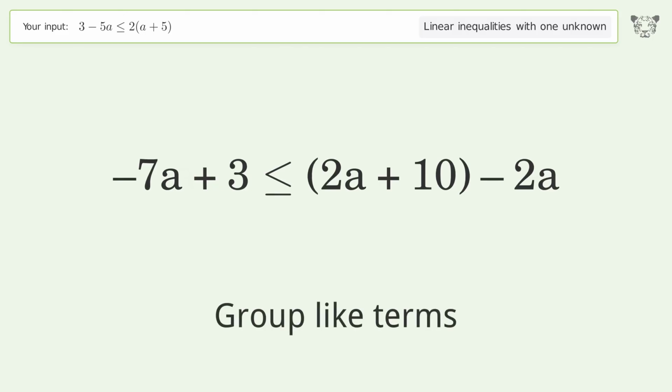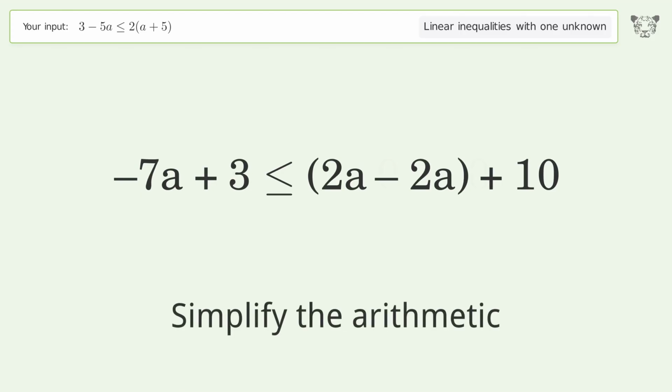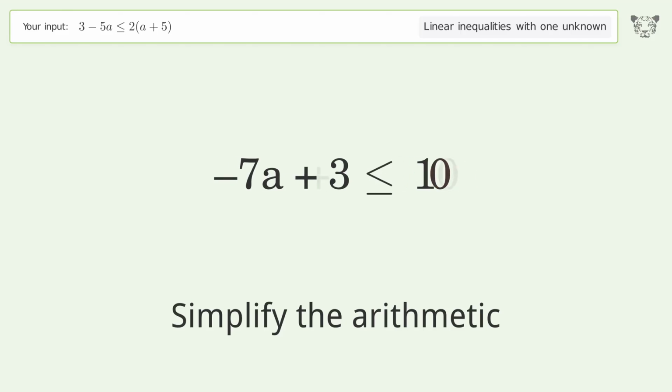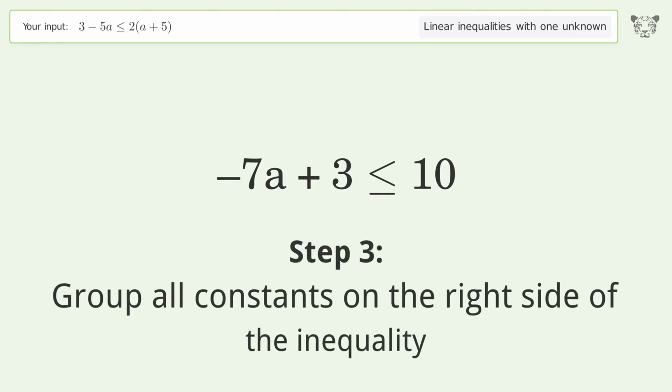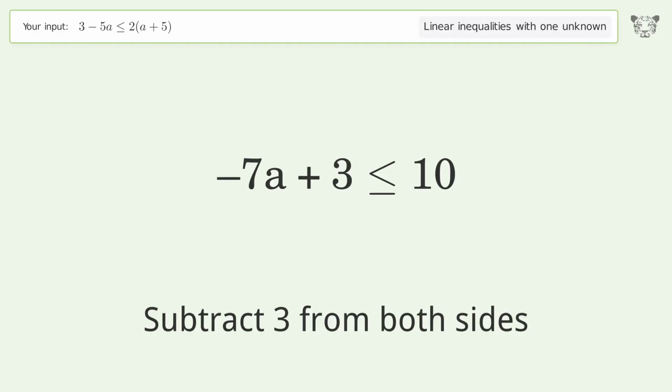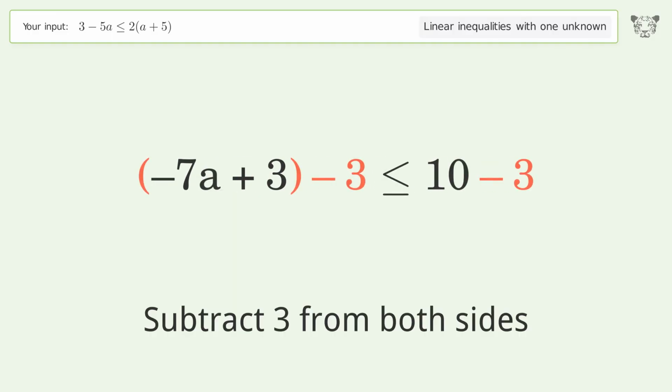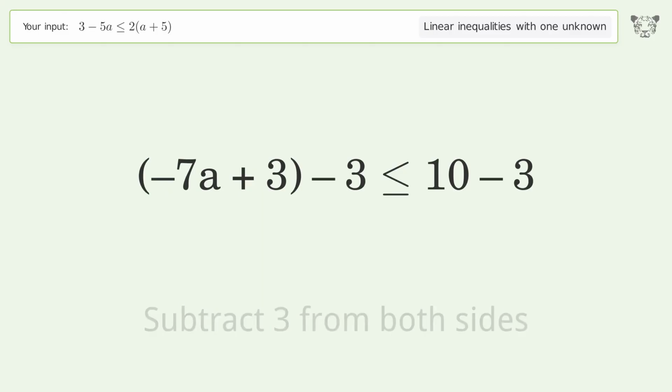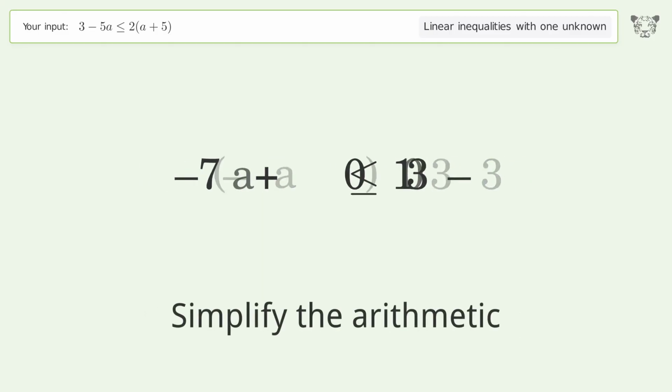Group like terms. Simplify the arithmetic. Group all constants on the right side of the inequality. Subtract 3 from both sides. Simplify the arithmetic.